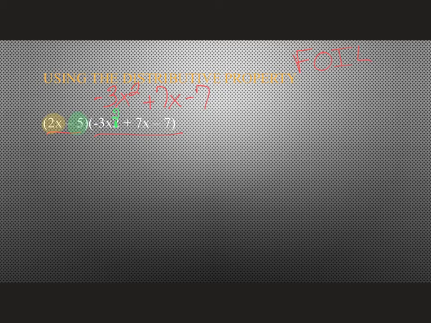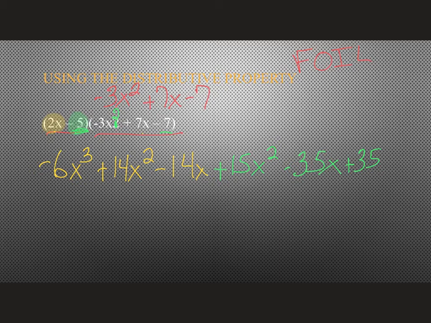So 2x times negative 3x squared gives me negative 6x to the third. 2x times 7x gives me 14x squared. 2x times negative 7 gives me negative 14x. Then I'm going to multiply everything times negative 5. Negative 5 times negative 3x squared gives me positive 15x squared. Negative 5 times positive 7x gives me negative 35x. Negative 5 times negative 7 gives me positive 35.